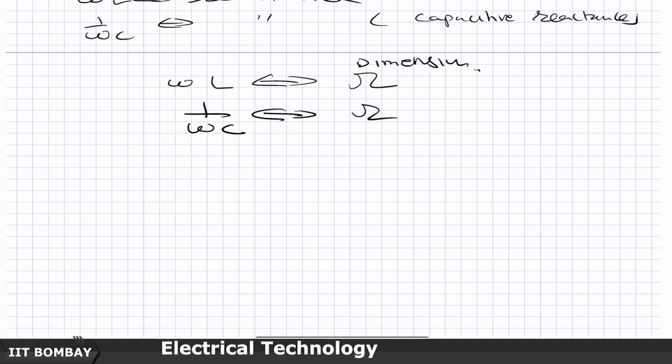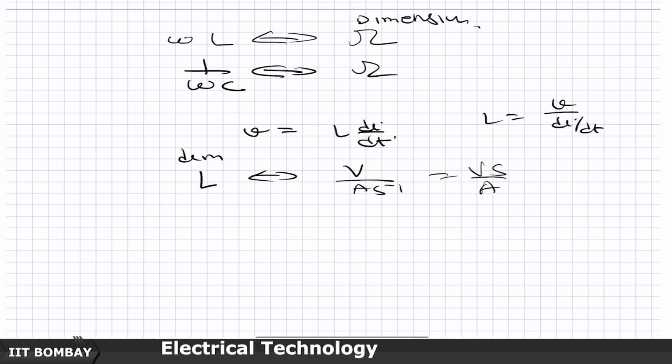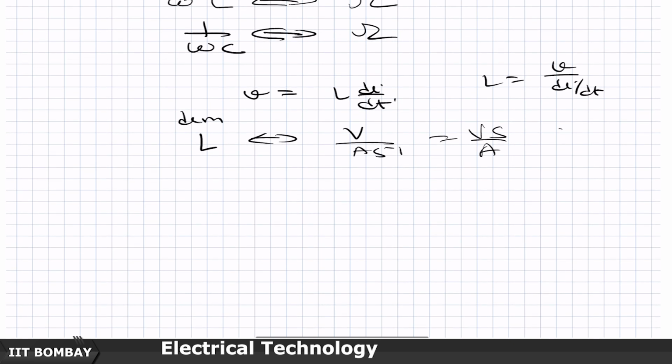That's the dual element. So remember, V is equal to L di by dt. So what is the dimension of L? L is V divided by di by dt. So the dimension of this is V divided by ampere per second, or in other words, volt second by ampere. So this is the dimension of L, which is basically the Henry.